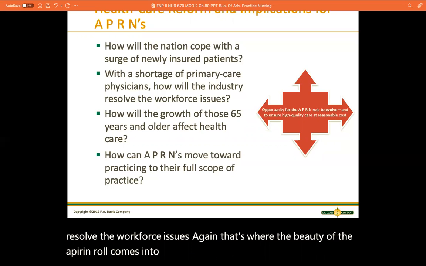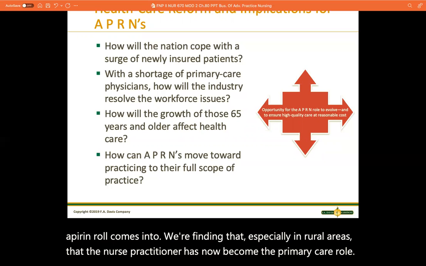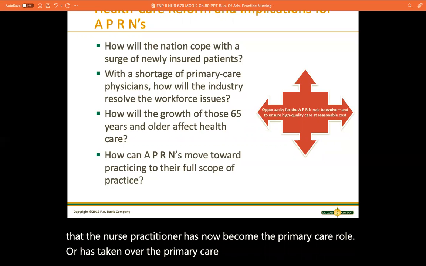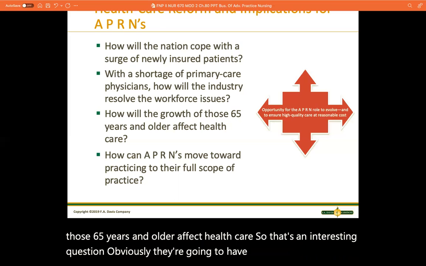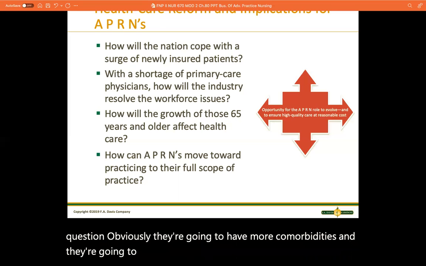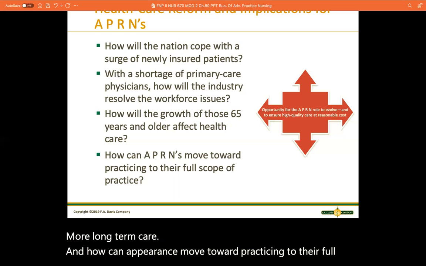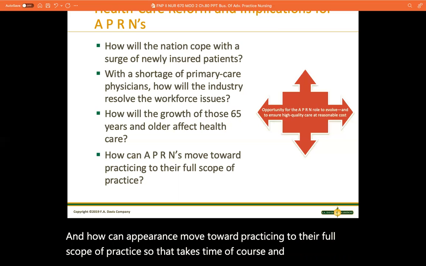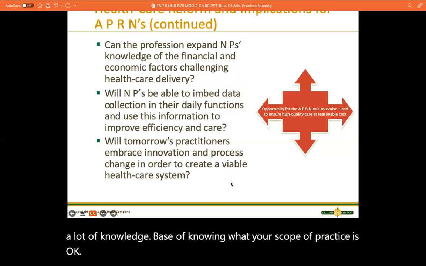We're finding that, especially in rural areas, the nurse practitioner has now become the primary care role, or has taken over the primary care role. How will the growth of those 65 years and older affect healthcare? So that's an interesting question. Obviously, they're going to have more comorbidities, and they're going to need more long-term care. And how can APRNs move toward practicing to their full scope of practice? So that takes time, of course, and that also takes a lot of knowledge base of knowing what your scope of practice is. Okay. More reflections.